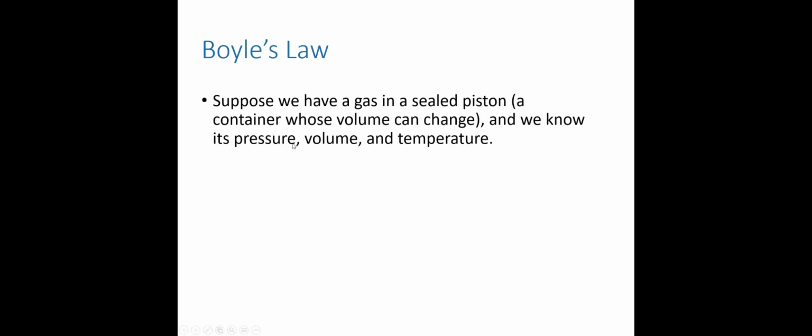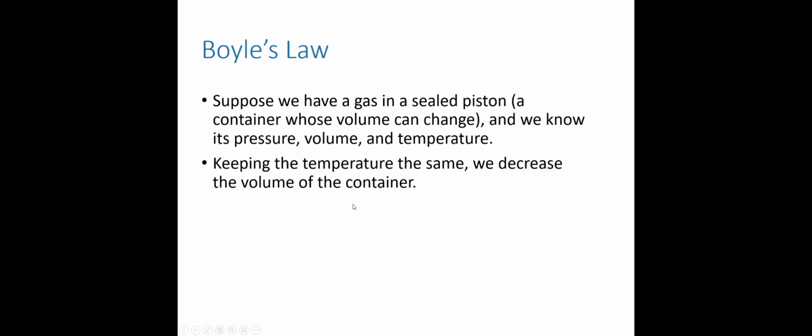So the first really important law about gases was Boyle's Law. And it's going to relate pressure and volume. So let's say that we have right now a gas in a piston. And a piston is simply a container which can expand and contract, so we can adjust the volume. It's sealed, so no gas can enter or exit the container. And let's say we measure the pressure, the volume, and the temperature inside the container. Keeping the temperature the same, or we'll say constant, we decrease the volume of the container.